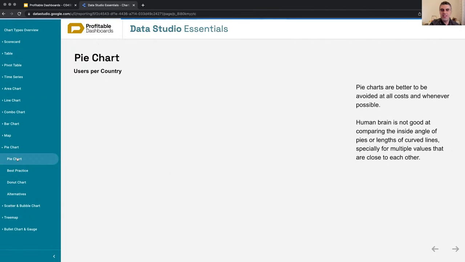A visualization not to use. They better be avoided at all costs. But this is, if it loads, even Data Studio doesn't want to load it. How hard and complicated it is to load a pie chart compared to an interactive Google map.